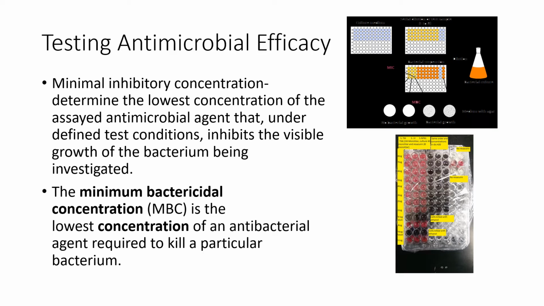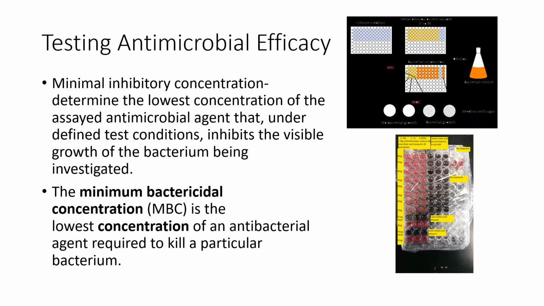Usually for these tests we introduce 5 log CFU per mL of bacteria, and then we add a growth medium. We find the lowest concentration that inhibits the growth of the bacteria. So that is the MIC. The lowest concentration at which bacterial growth is inhibited is called the minimal inhibitory concentration.